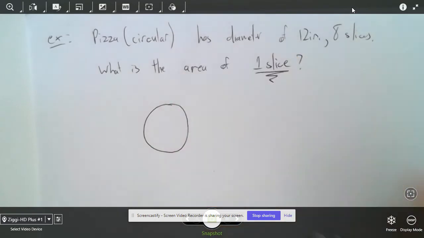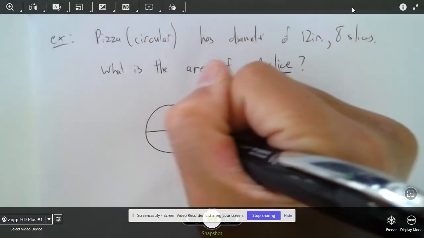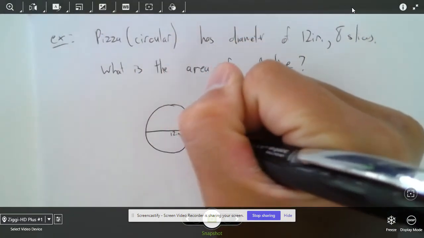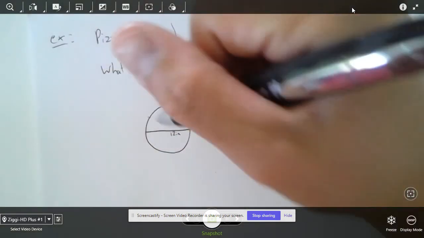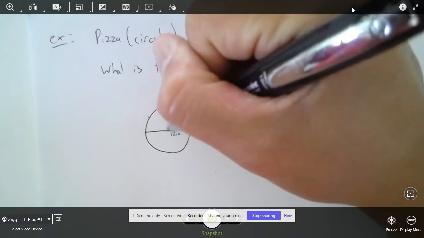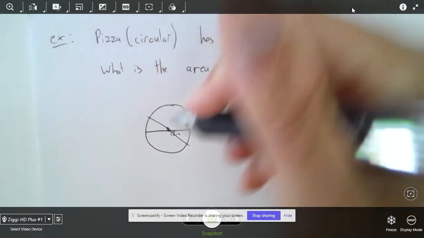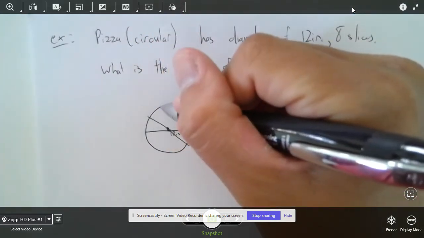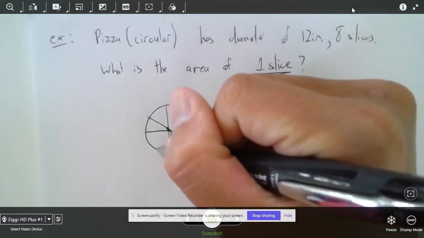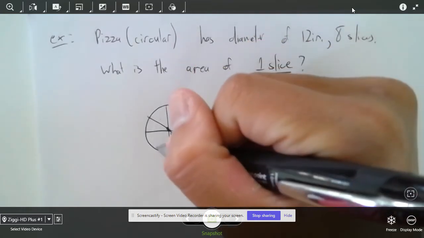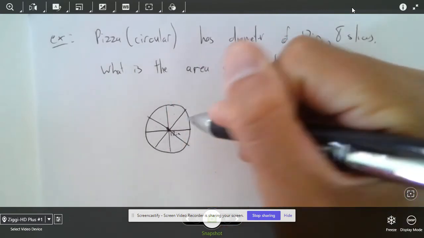So a lot of you guys might be pretty good at this. This is 12 inches across, right? The pizza. And if you cut that up, let's see, that's 8 slices. That's the center. That's 1 slice. 2 slices. 1, 2, 3, 4. Yep, I think that's 8 slices right there.